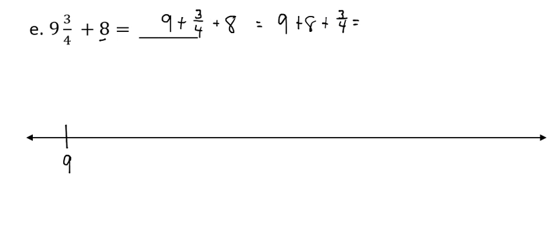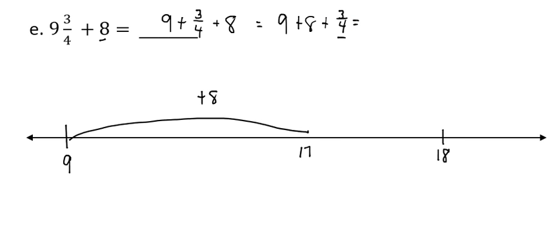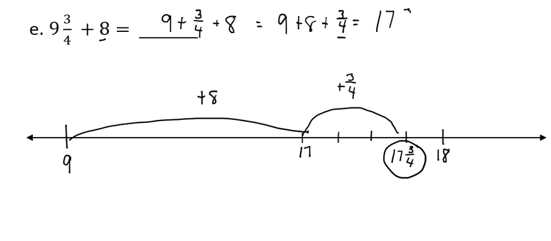By starting with the 9 and jumping 8, I can get that big jump out of the way first. 9 plus 8 is 17. From there, I just need to add the 3/4. That means I'm going to go to my next whole number, 18. I'm going to break up this section into fourths, and from 17, I'm going to hop the 3/4 to land at 17 3/4 as my final answer. So again, just a different strategy that you can use to add 9 3/4 to 8.